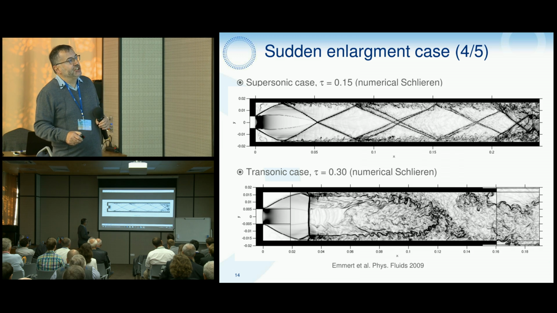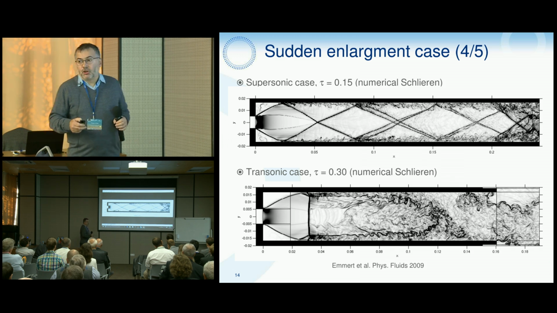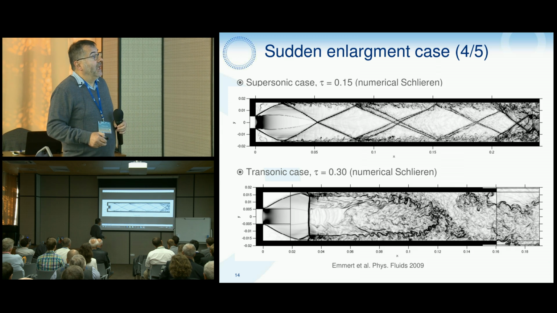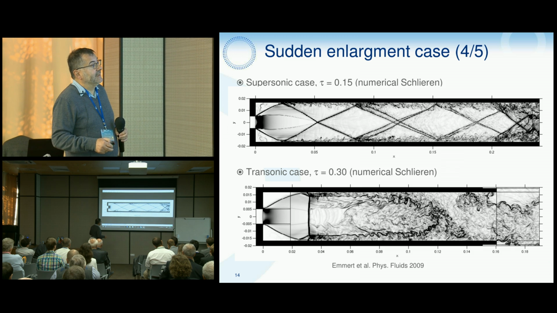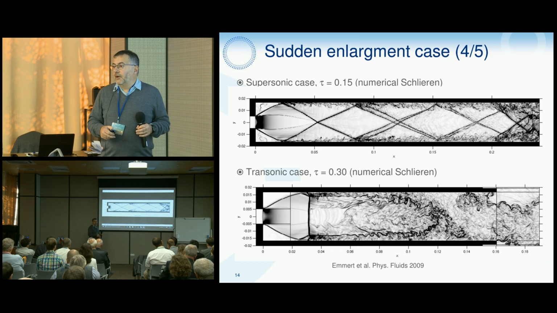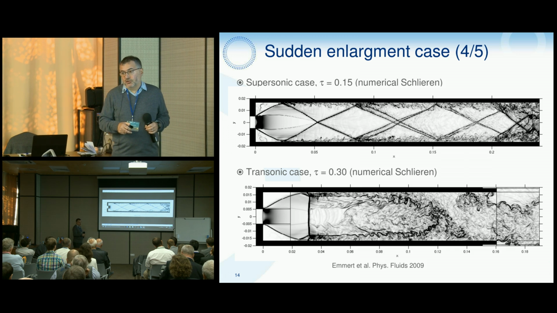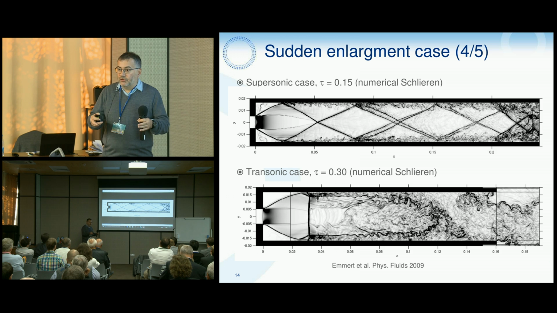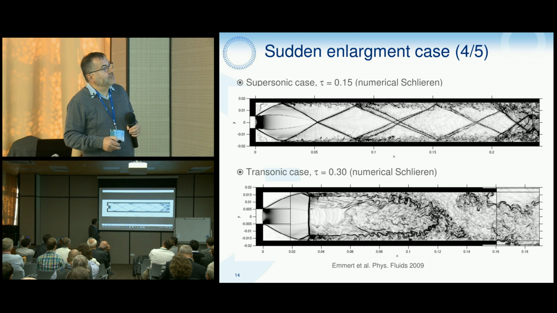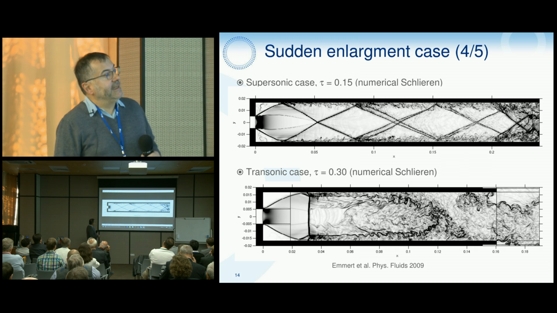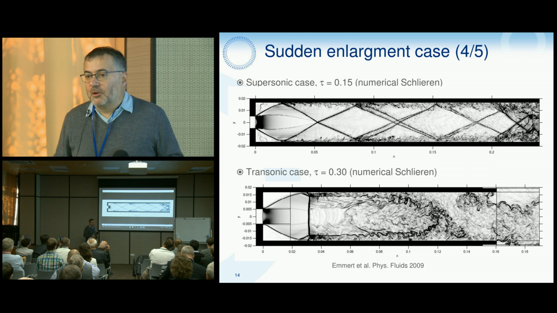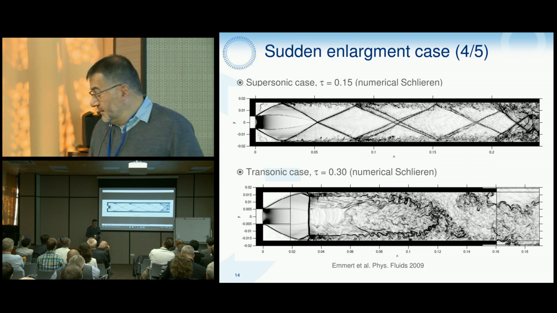For example, after each shock refraction, the shear layer thickens. You can see also, and it's also a well-known result, we have a double shock at the first refraction on the shear layer. And if you remember the experimental visualization, it's quite close.